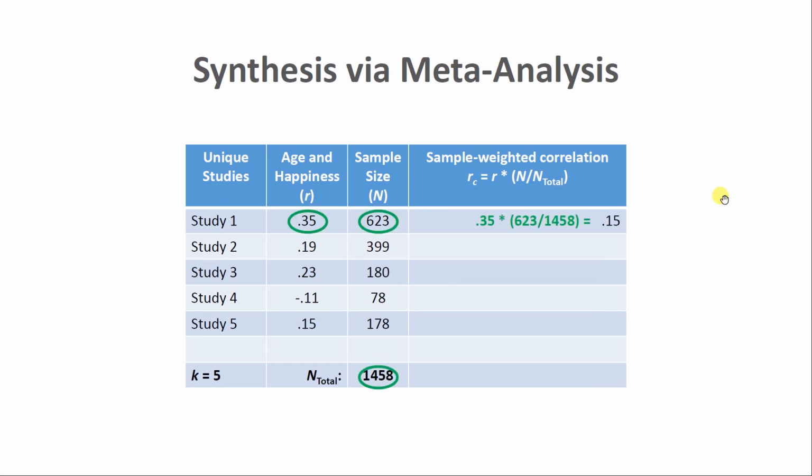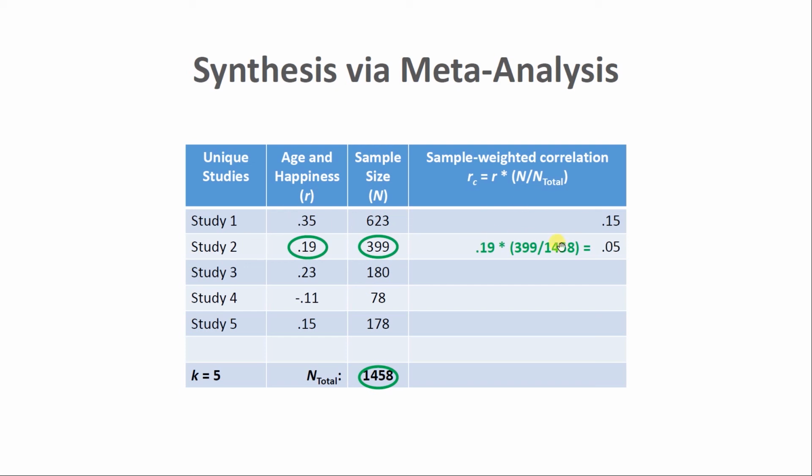Okay, let's now look at the first study. So how would we create a sample weighted correlation here? Well, as you can see with the formula, first we need the R value, the correlation value, and we're going to multiply that by the sample size for this study divided by the total sample size. Okay, so N divided by N total. And so we're saying 0.315 times 623 divided by 1,458. And so the sample weighted correlation here is 0.15.